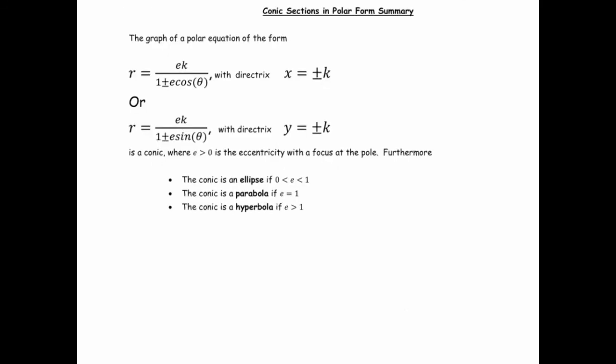Putting it all together, we've got that the graph of a polar equation of these forms is a conic, and E is a positive number, that's the eccentricity, and we can categorize the type of conic based on the value of E. One thing to pay attention to is the overall form here. Whatever number is in the numerator, that is going to be E times K. And there's always a 1 that starts the denominator. Okay, 1 plus or minus E cosine theta. So the number in front of the cosine theta, or the sine theta, will always be the eccentricity, so long as there's a 1 before it. Again, the minus and the plus will determine orientation.